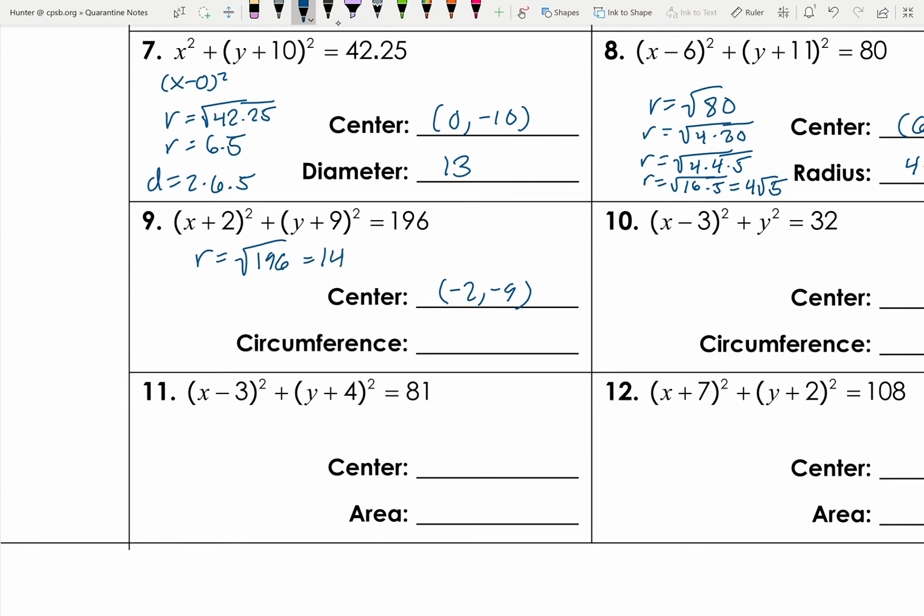So to find the circumference, it's just 2 pi r. So it's 2 pi times 14, which is 28 pi, or approximately 87.96.